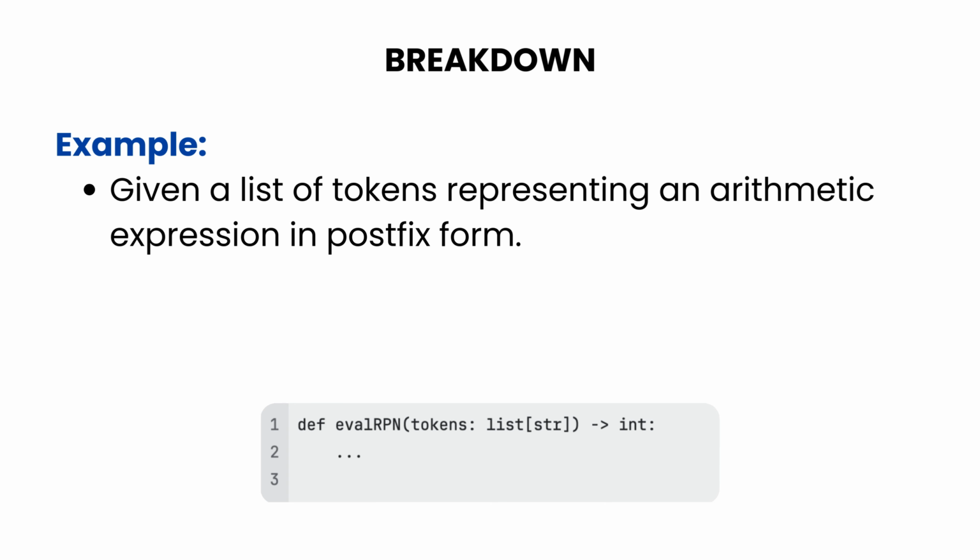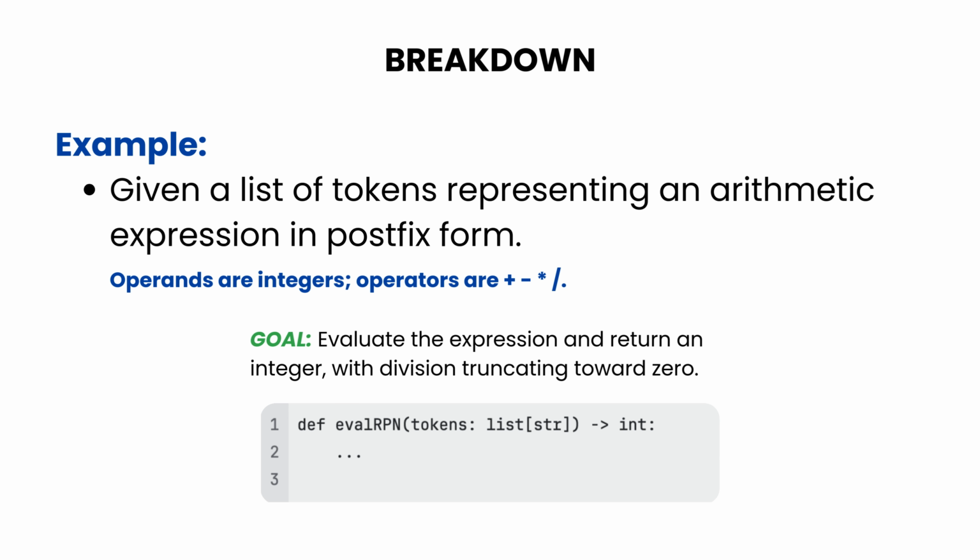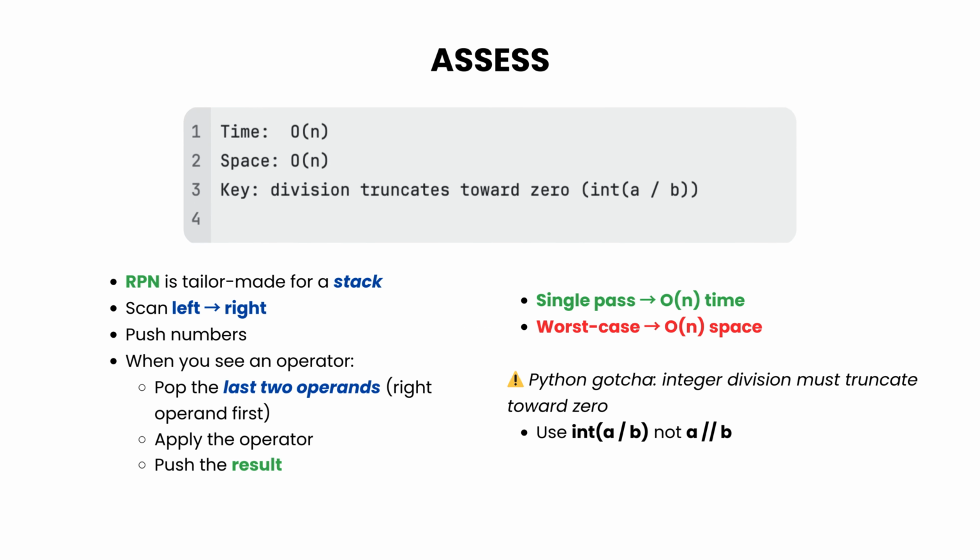We're given a list of tokens representing an arithmetic expression in postfix form. Operands are integers. Operators are plus, minus, times, slash. Evaluate the expression and return an integer, with division truncating towards 0.